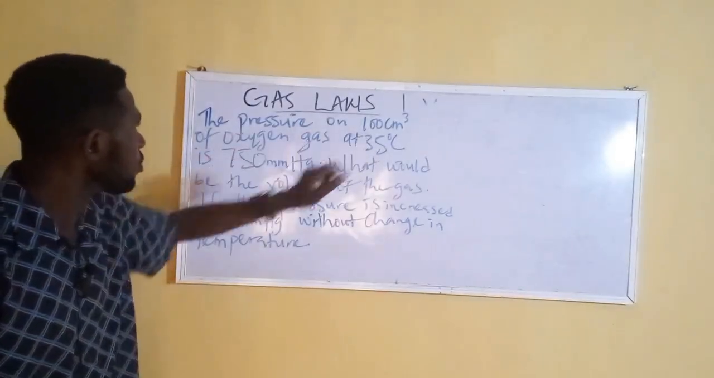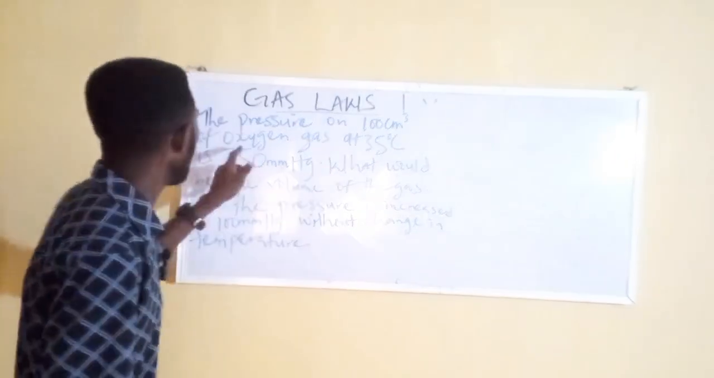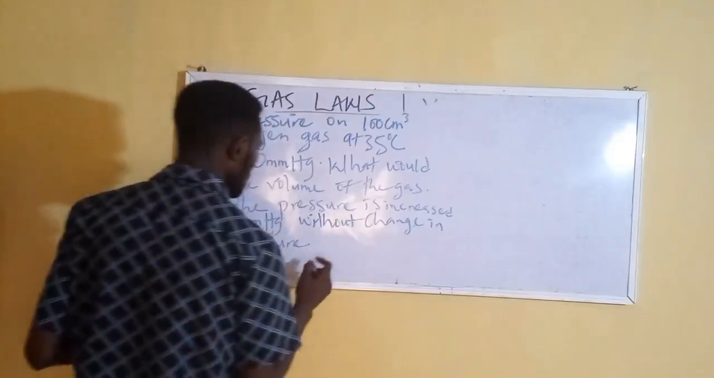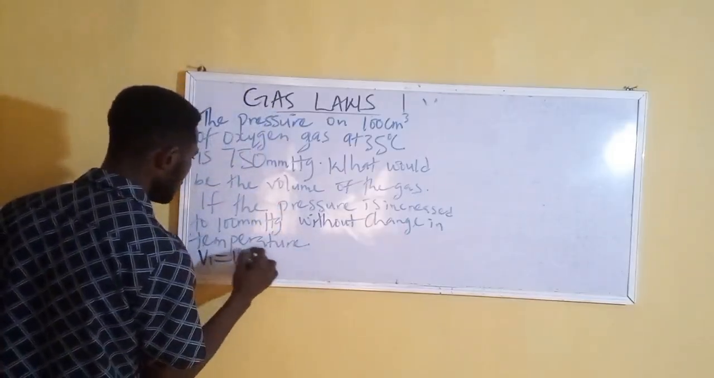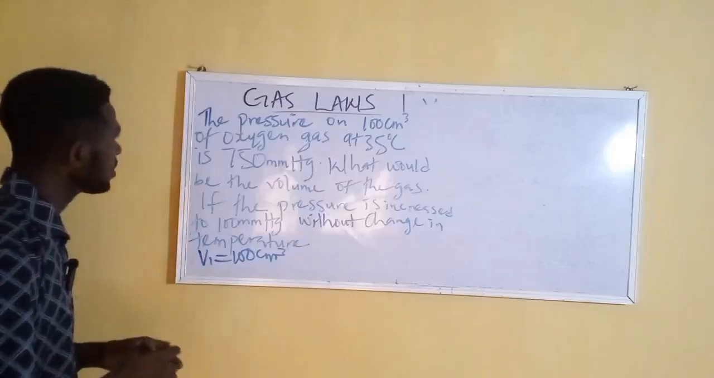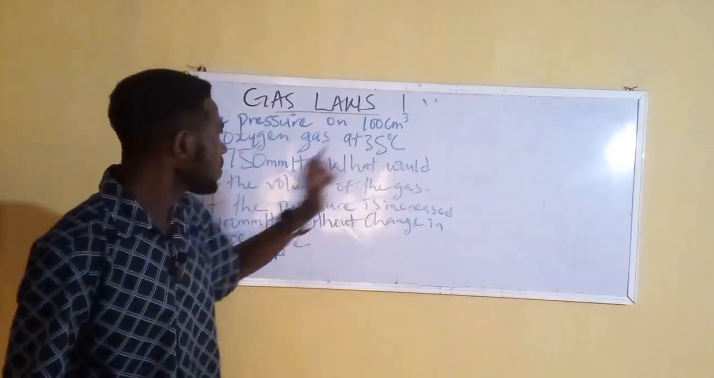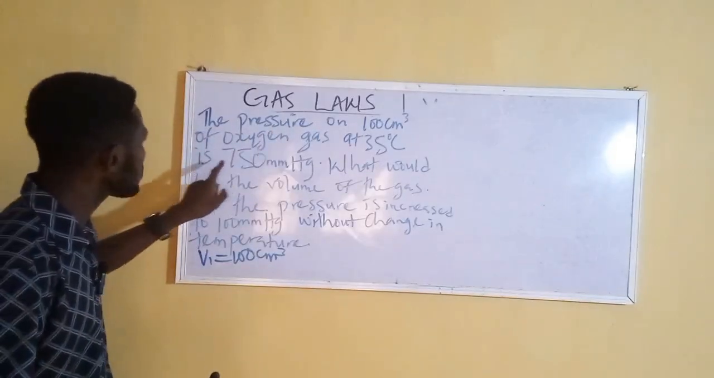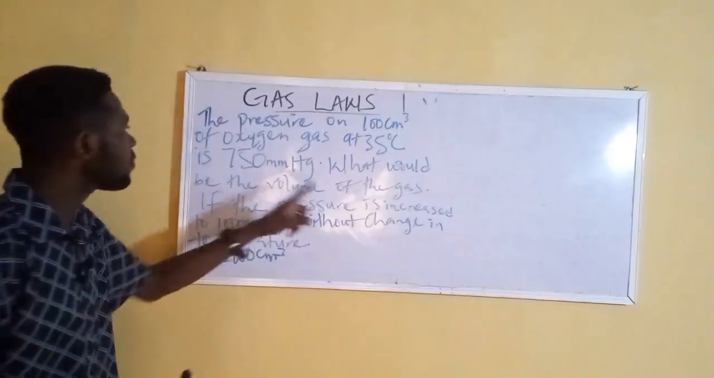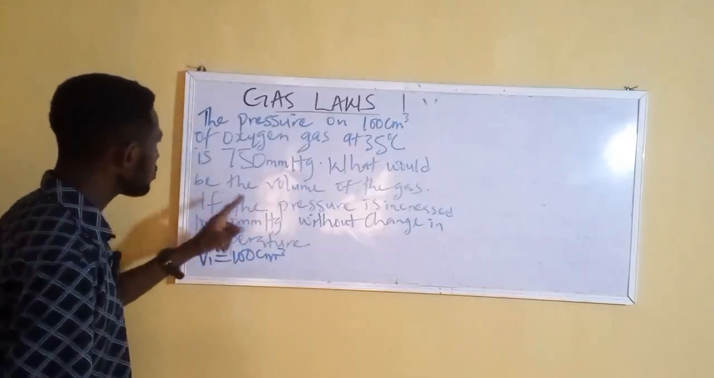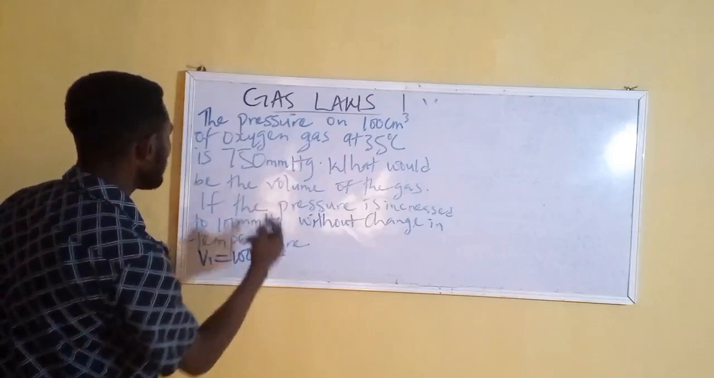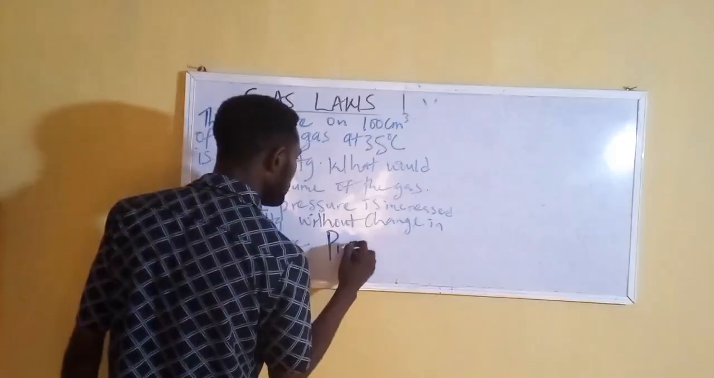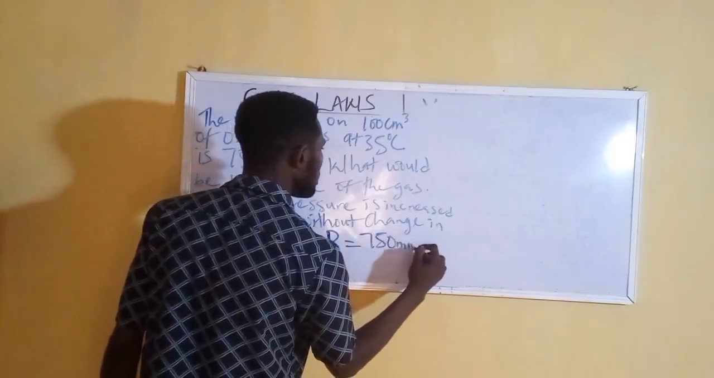The first parameter you're going to see here is 100 centimeter cube of oxygen. So that means our first volume, V1, happens to be 100 centimeter cube. What's the next thing? They said the pressure of 100 centimeter cube of gas at 35 degrees Celsius is 715 millimeter mercury. What would be the volume of the gas? Let's look at the next parameter given here, which is 750 millimeter mercury. So that means our P1 is 750 millimeter mercury.